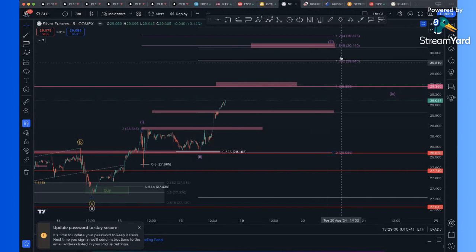No, I think it's more likely that it would terminate at the 1618, just because for it to terminate at the 1382, that's less bullish. Whereas I see it being bullish. So I'm going to give it the benefit of the doubt that it's going to come up here to the 1618 extension.